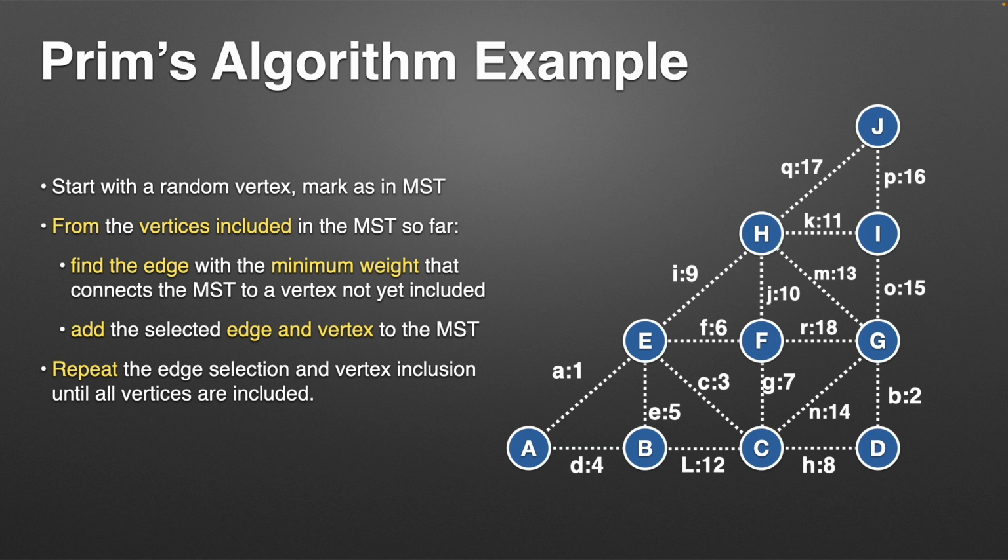So for Prim's algorithm, I'll summarize here. We're going to start at a random vertex, and I'm going to choose vertex A to do that. So we'll start at A, and then add it to our minimum spanning tree. I've indicated that by putting these little dotted lines around A. It's part of the tree now.